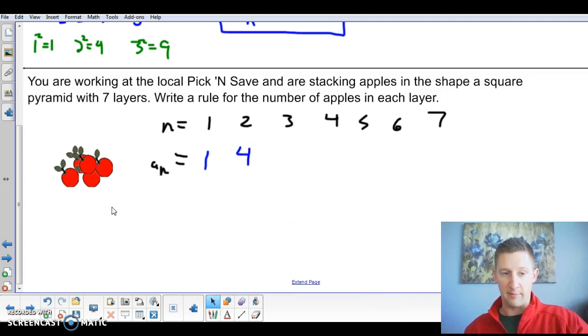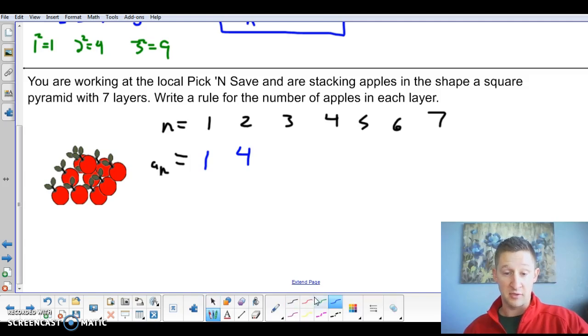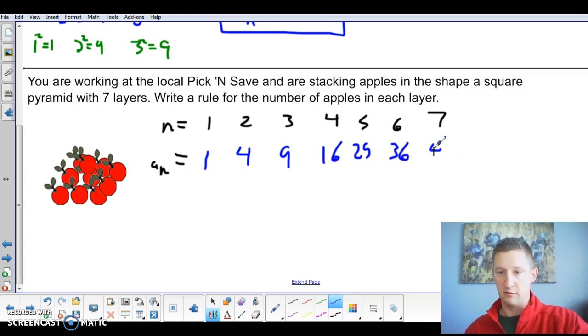Now the next layer of apples, I would have 1, 2, 3, 4, 5. Well, imagine filling in underneath all these apples. This is going to be a 3 by 3 layer. 3 by 3, 3 times 3 would be 9. Now, if we keep this logic going, I think we notice something. 1 squared is 1, 2 squared is 4, 3 squared is 9. We're going to have 16 in the fourth layer, 25 in the fifth, 36 in the sixth, and 49 in the seventh.